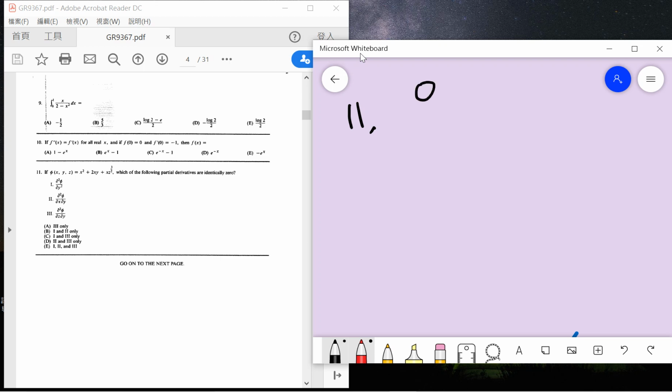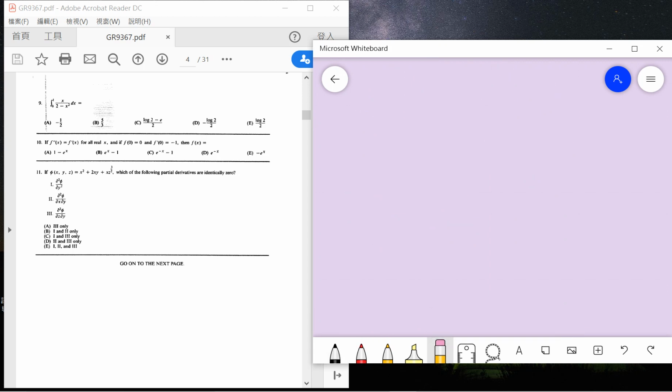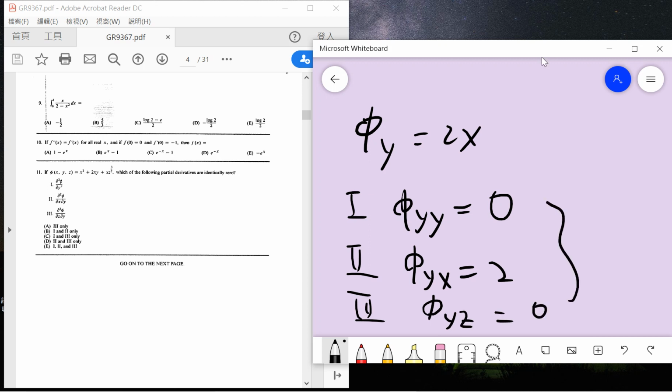Okay, so basically 11 asks about the derivative. This is the function, and we calculate the derivative with respect to y. This is 2y, 2x. So we have phi of y is 2x. So the first one is about phi y, basically 0. The second is about the derivative yx, which is 2. The third is yz, which is 0. So which one is 0? The first one and the third one. So the answer is C.